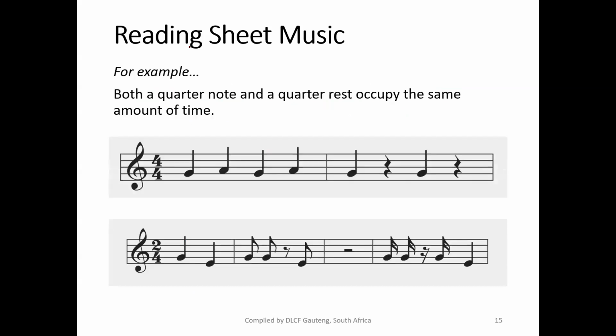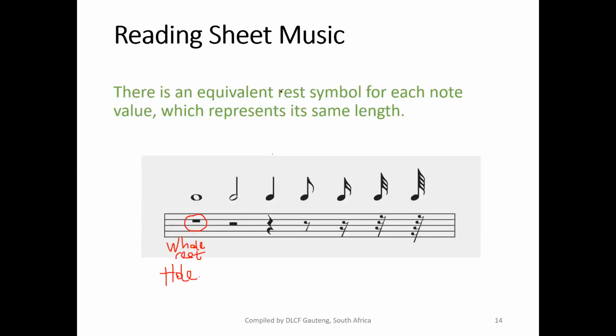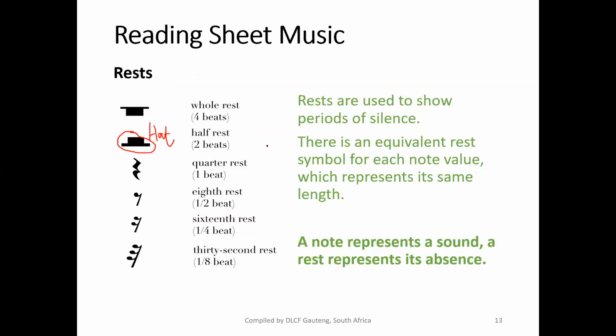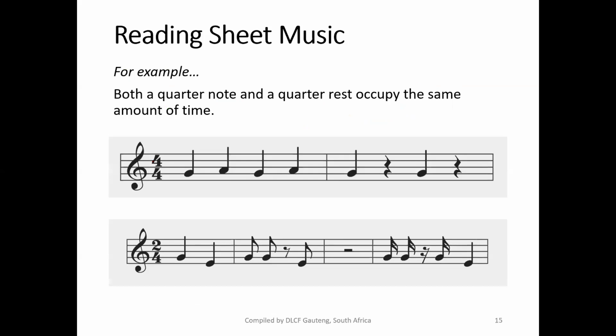Let's continue. So this is, for example, how the rests and the notes can be placed on a stave. For example, both a quarter note and a quarter rest occupy the same amount of time. Remember, they are equivalent. There is an equivalent rest symbol for each note. They share the same value. We're going to talk about this later on, about time signatures, and then we'll come back to this and we will clearly understand what this is.